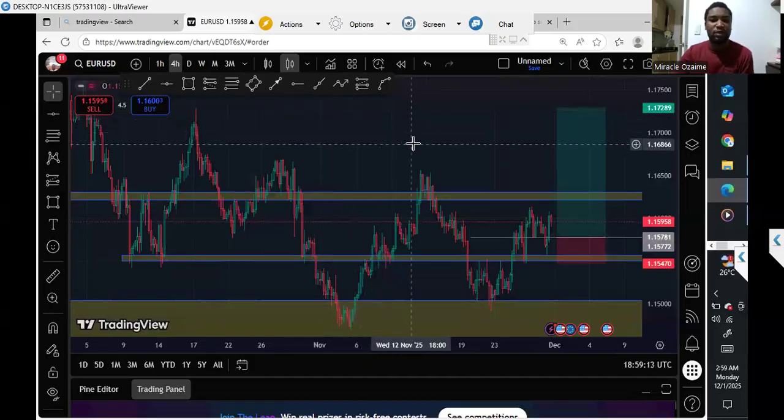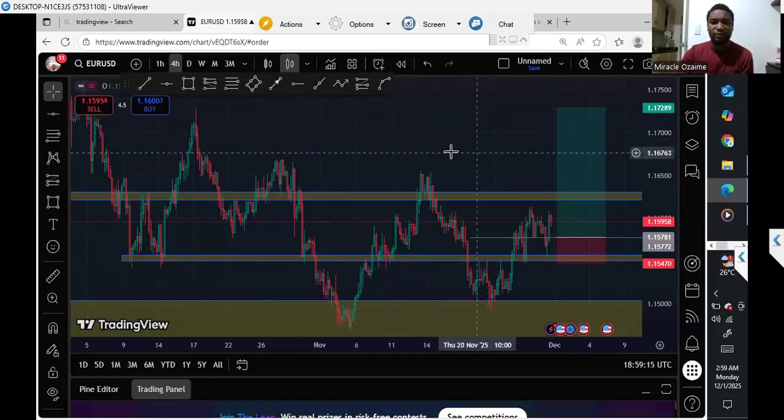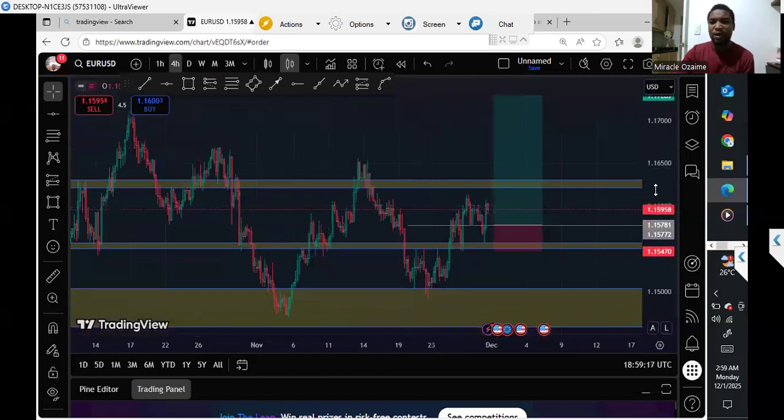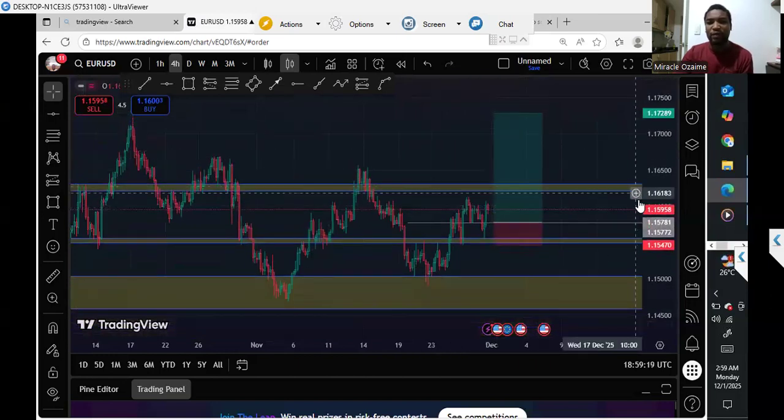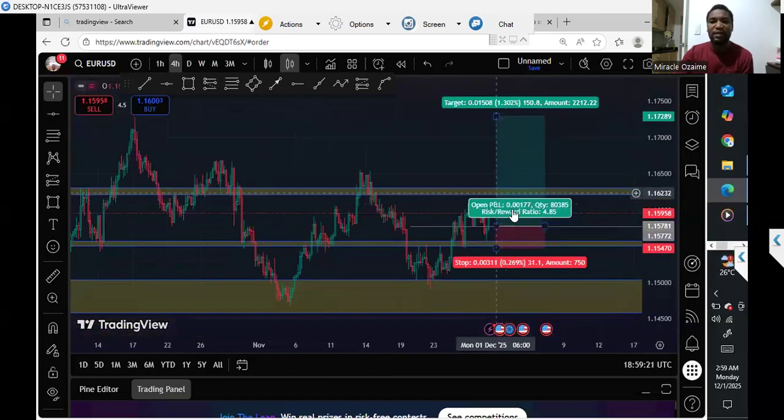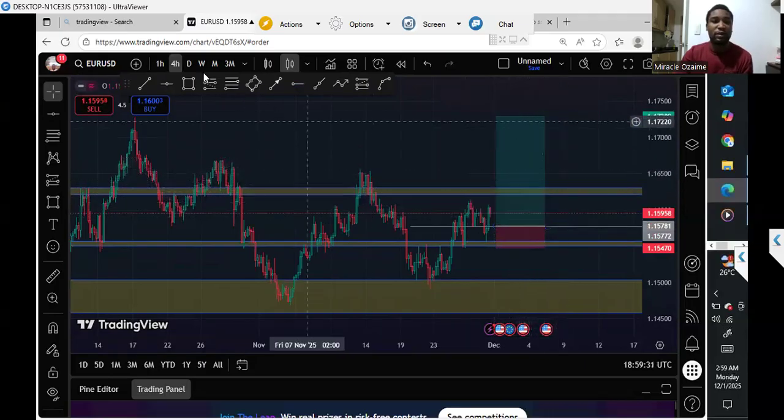So that's my thought process on Euro USD. The only reason why I'm going to close Euro USD for a buy is if I see multiple rejections and a chart pattern around this region. If I see multiple rejections and a chart pattern around this area, I'm going to close for Euro USD.